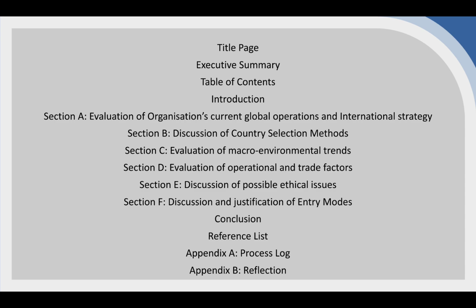Then after your conclusion and reference list, you have the two required appendices. Firstly, the process log using the template available on the Brio shell, and secondly, your reflection on the assessment process.